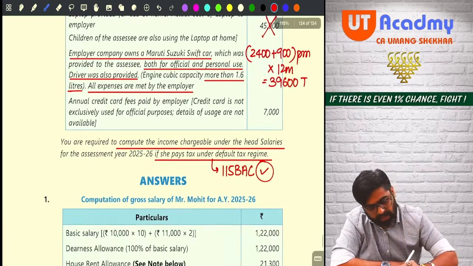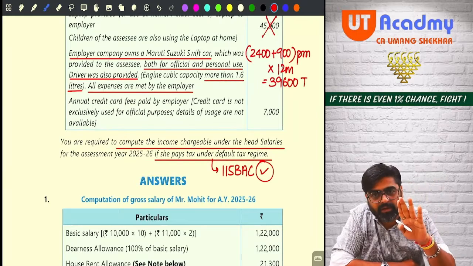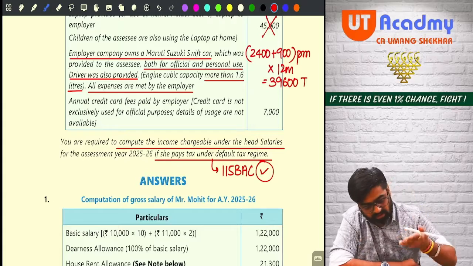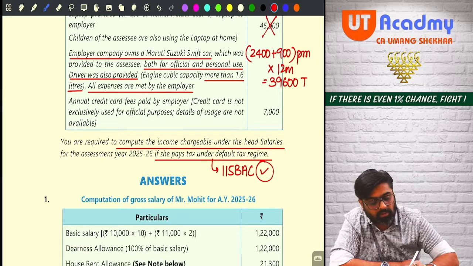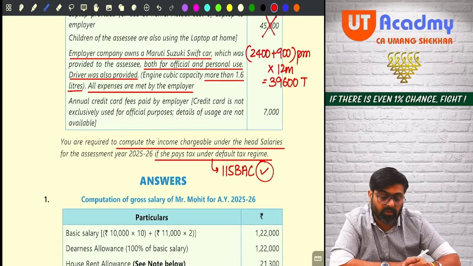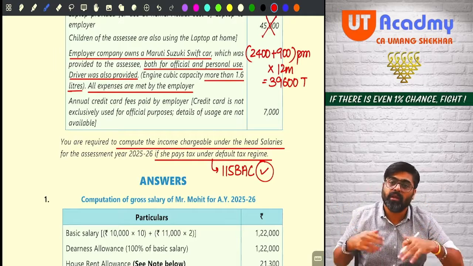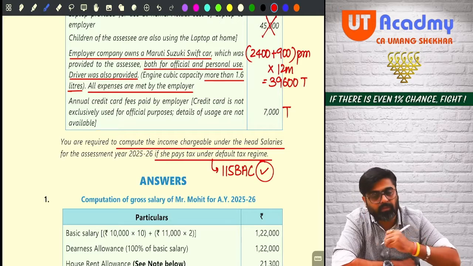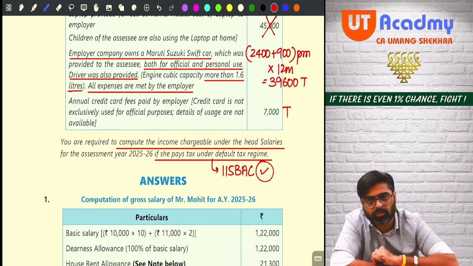Okay, next one. Annual credit card fee is paid by the employer. Do you remember credit card facility? So your credit card annual fees is how much? 7,000, that is paid by the employer. And the credit card is not exclusively used for official purpose. Details of the usage are not available. Meaning that out of this, how much is official, how much is personal is not given. We will assume that entire belongs to personal. So entire amount of credit card payment made by the employer is your perquisite, will be fully taxable for you.